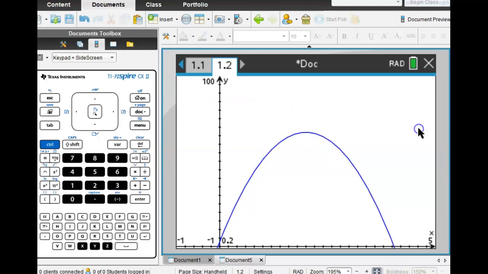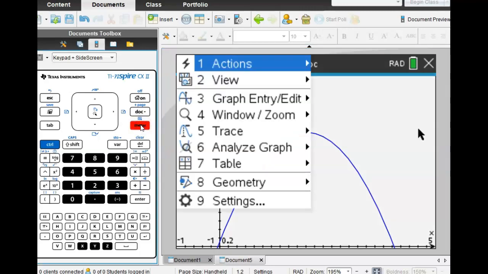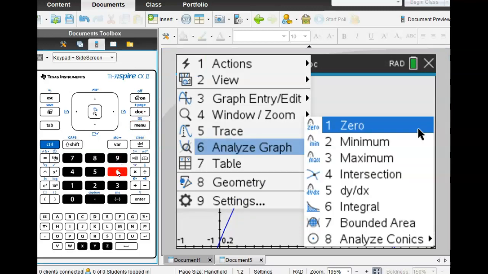Okay, and now I've done weird things, sorry. So right here, can I find this value? Can the calculator find this value for me? Yes. What do we push on here to have the calculator do stuff for us? First, menu. And then what are we trying to do here? Analyze the graph. And what am I looking for? The 0. If I'm going to do intersection, I have to have two functions. Does that make sense? So I'm looking for the 0.